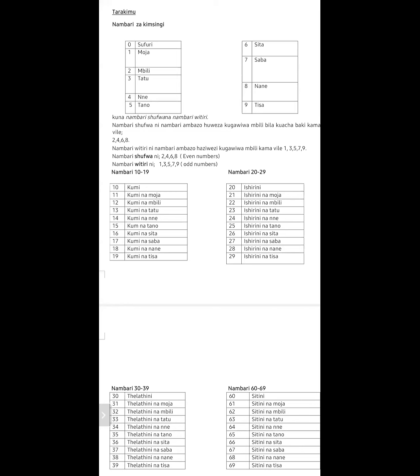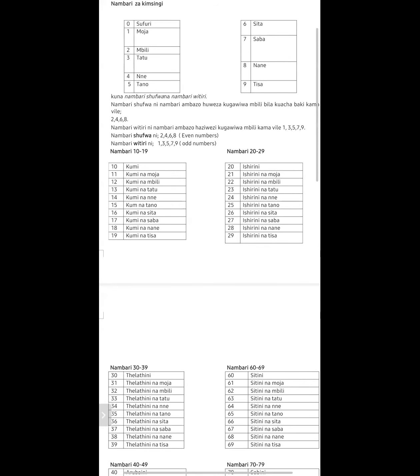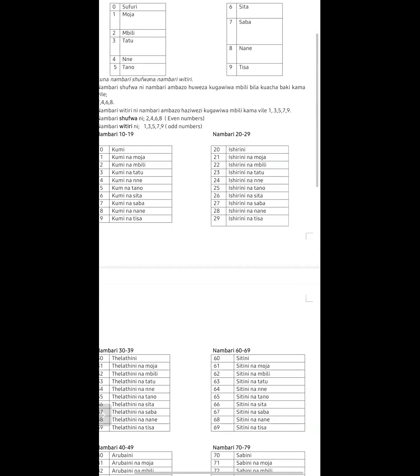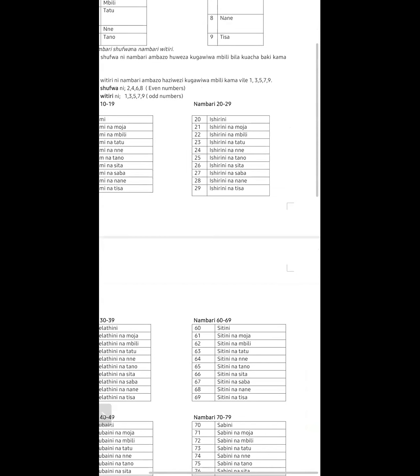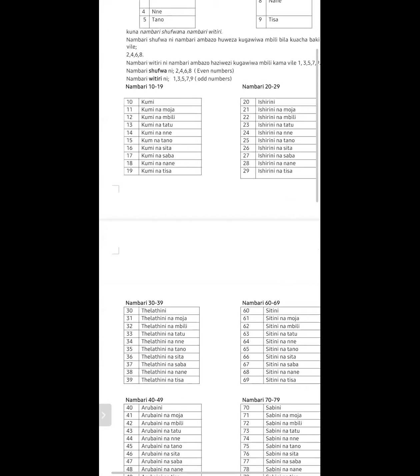1.5. So that is it. So those are the even numbers and the odd numbers. So I want someone to keep reading the numbers from kumi up to kumi na tisa.